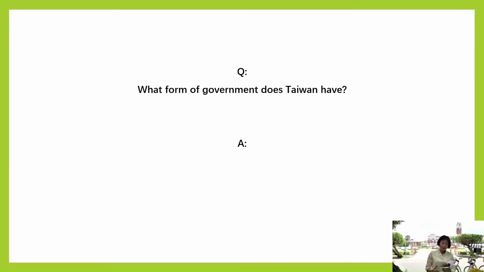So here is a test question that should be very easy now for you to answer. What form of government does Taiwan have? And the answer is... And the second question, what is a republic?